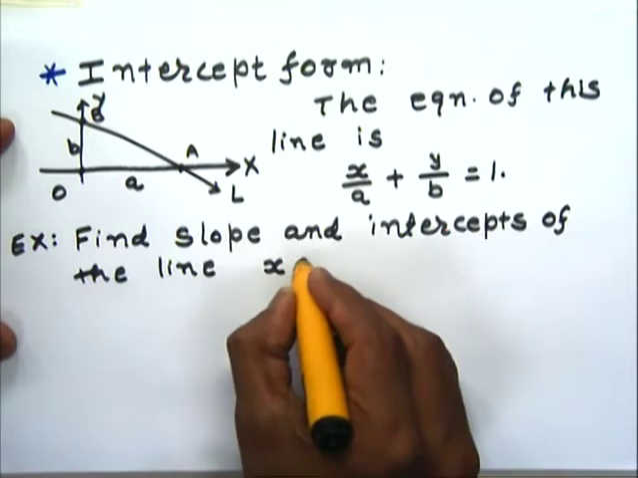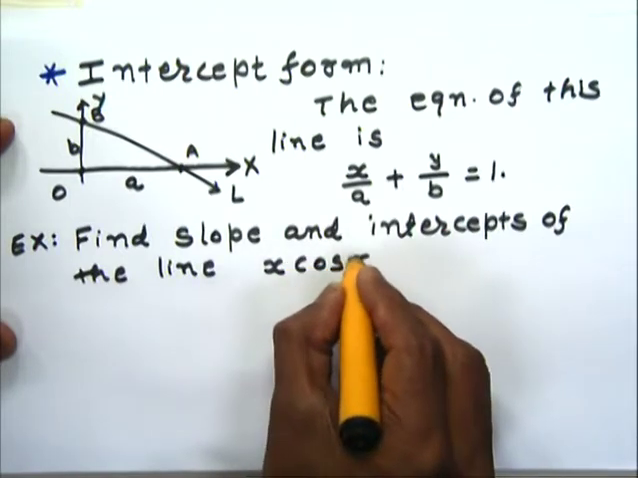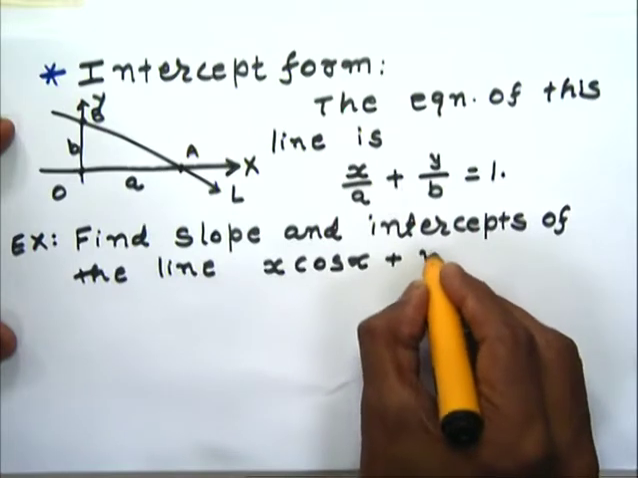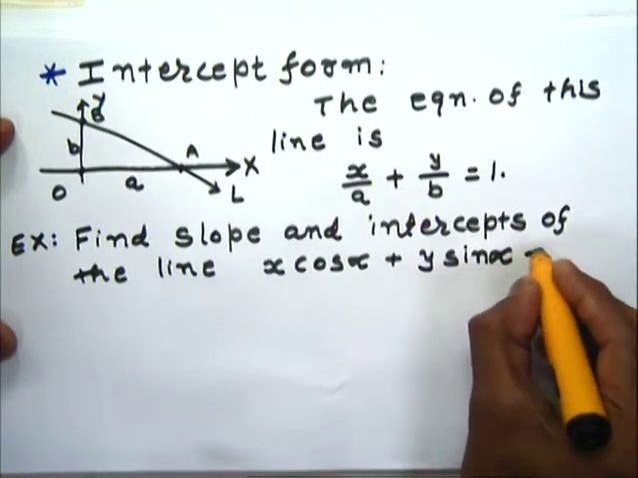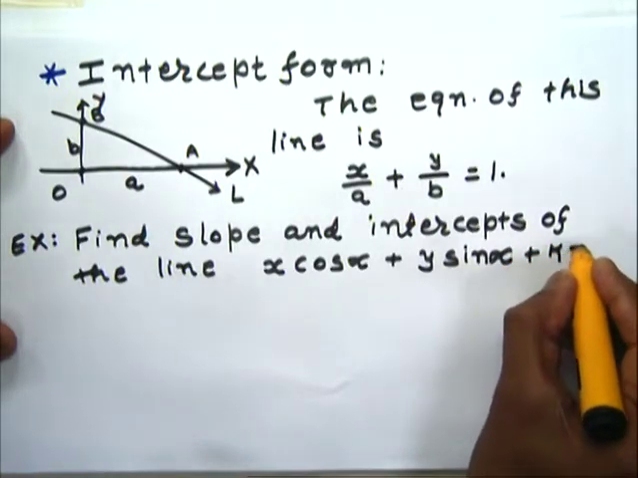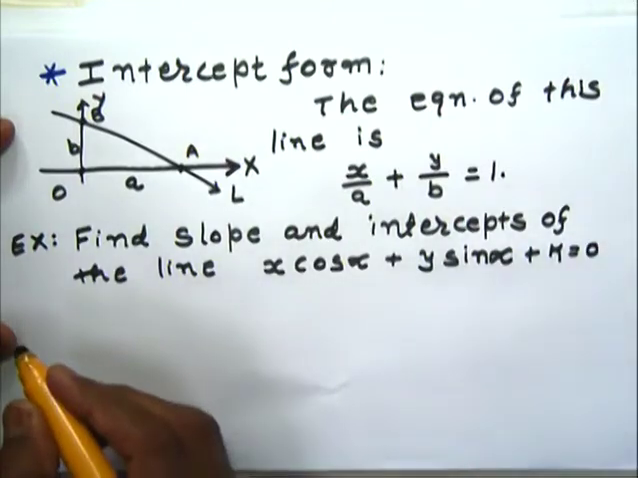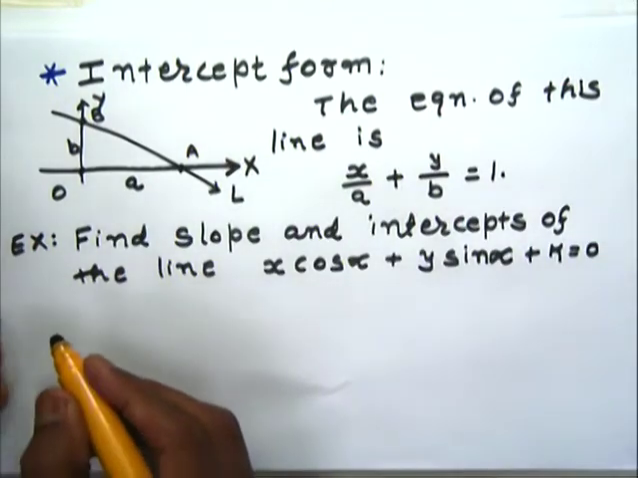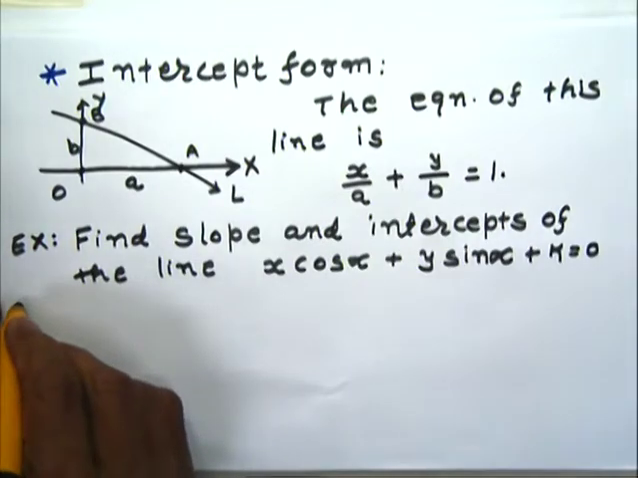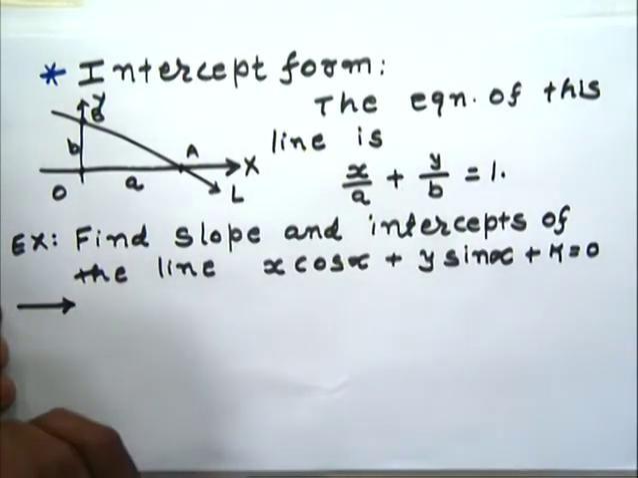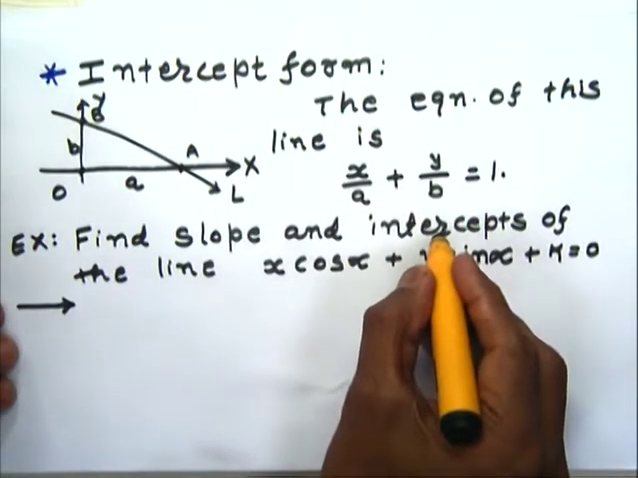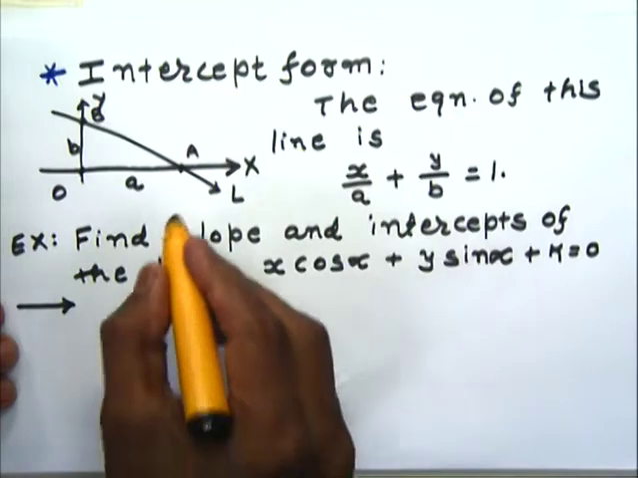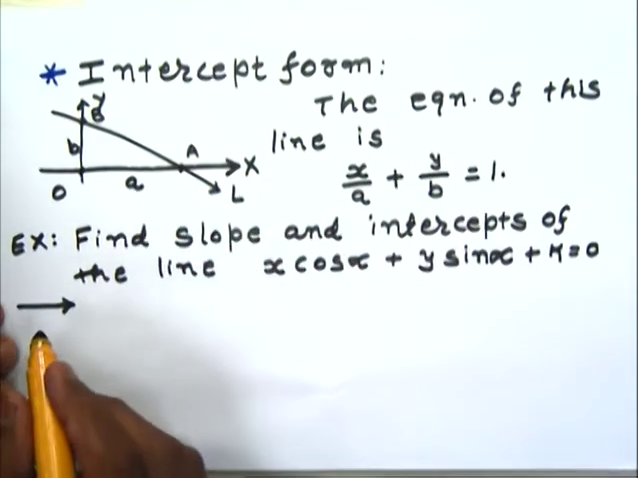x cos alpha plus y sin alpha plus a constant k equal to 0. Here we are given an equation of the line. The requirement is what will be the slope of the line and what are its intercepts on the axis, that is x-axis and y-axis respectively.